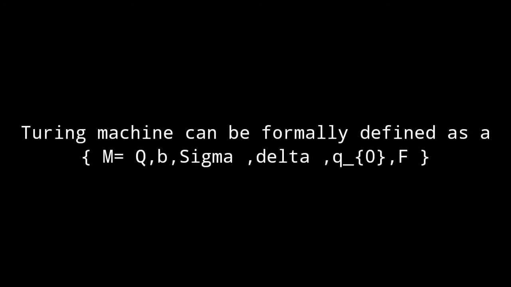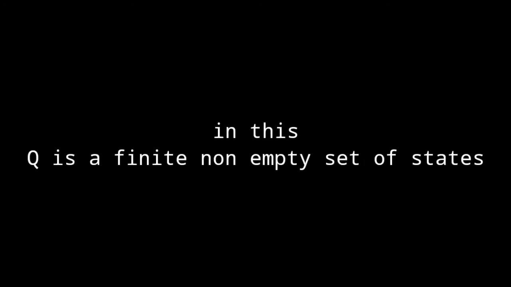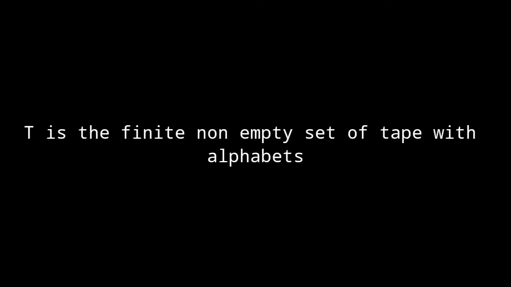Now we move on forward. A Turing machine can be formally defined as M = (Q, Γ, Σ, δ, q0, F). Q is a finite non-empty set of states in a Turing machine. Γ is the finite non-empty set of tape alphabets.